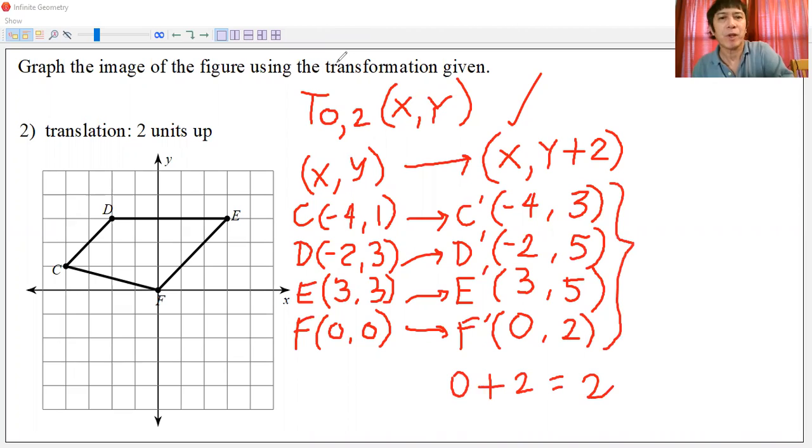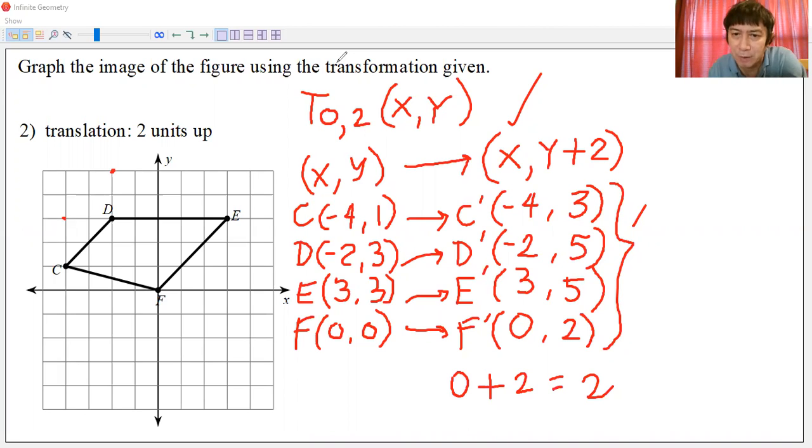All right, so we're now going to continue for our image. We're going to plot these points. Let's start with C prime: negative 4, 3. So we have negative 4 and then 3. That must be up here. Try to see the x and y coordinate system. Our negative 2, 5 will be our D prime. D prime is negative 2, 5. So negative 2 and then 5. There. Let me make it larger.